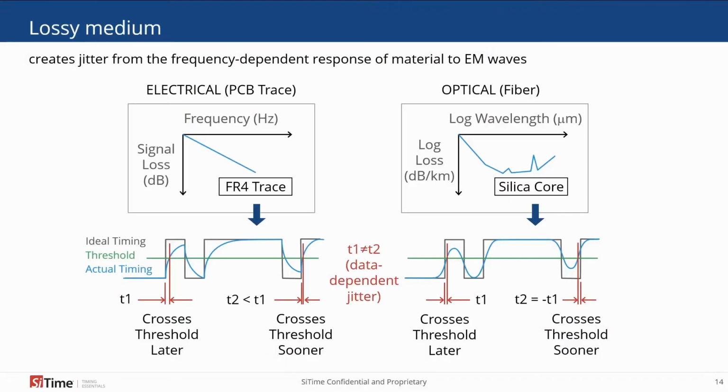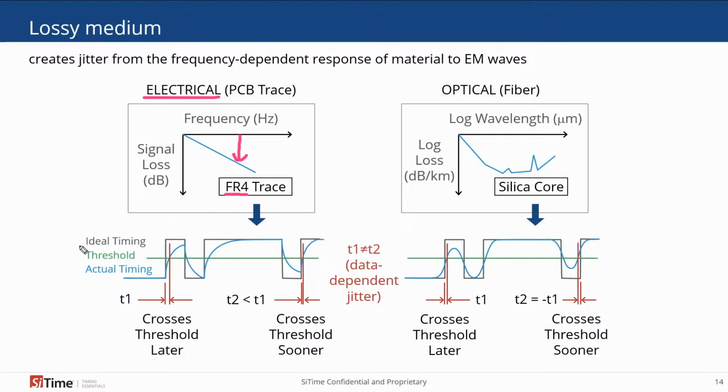A lossy medium is another source of jitter. In this case, if we look at the electrical side, we can see that as the frequency component in the signal goes up, that frequency component has a higher loss compared to lower frequencies. A very common material used for PCBs is FR4 insulator, although other insulators such as Rogers and other materials could be used. But they all suffer from the frequency-dependent loss.